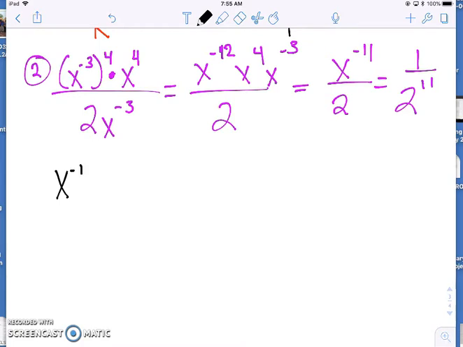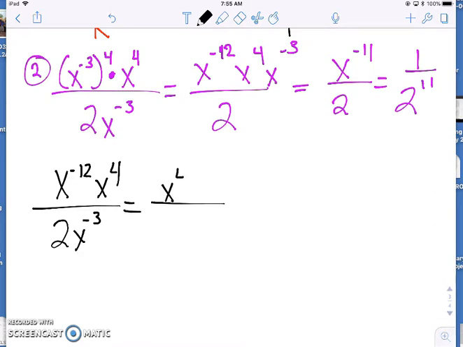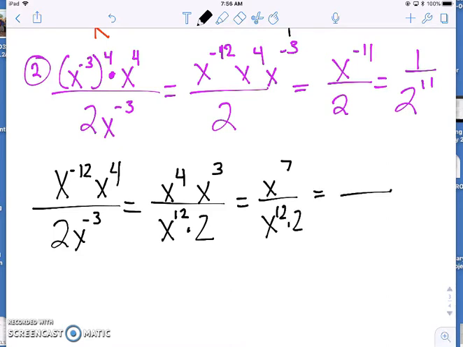So if this is still x to the negative 12, x to the fourth over 2x to the negative 3, let's say we flipped those negatives first. So x to the fourth stays, x to the 12th flips, the 2 stays, x to the third stays. And so this ends up being x to the 7th over x to the 12th times 2. And let's see, I should have got a right answer here because there's more on the bottom, so this would be 2x to the 5th.